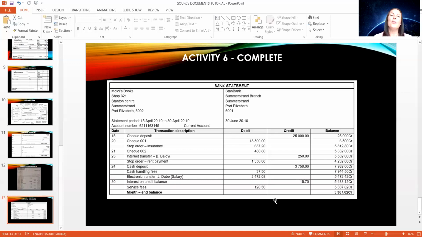Just for interest sake, when you get to grade 10, 11, and 12, you do a lot of bank reconciliation to compare those with one another to make sure that all the information is correct. Right, grade 8, so we'll talk again about the next topic in a while, but hopefully this helped you to understand and to complete your source document.